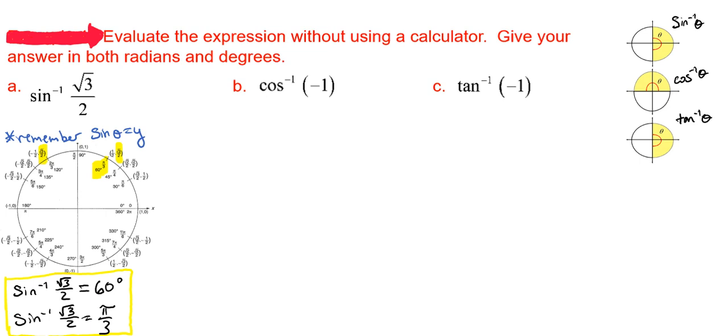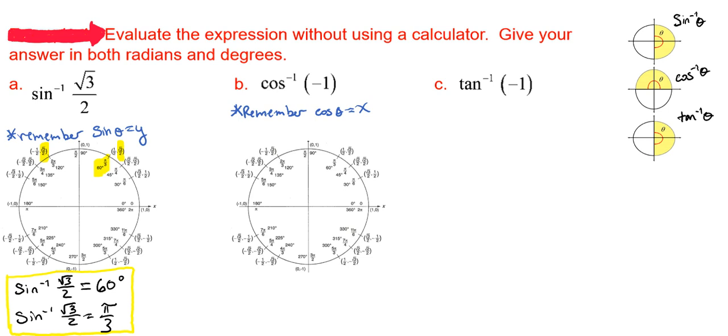Let's try another one. So here we're going to find the inverse cosine of -1. And remember that the cosine of theta equals x. So again, we'll look to our unit circle, and this time we're going to look to see where we can see cosine or x equaling a -1. So we'll look at our x's, and we see that happening here, and that's it.